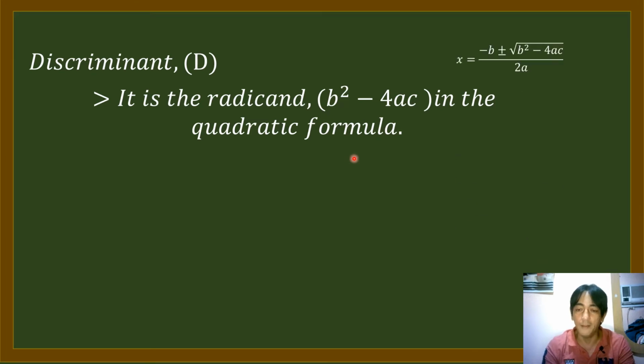quadratic formula. So, still remember, this is the quadratic formula. X equals negative b, positive and negative square root of b squared minus 4ac all over 2a. So, yung nasa loob ng radical symbol na yon, ang tawag doon ay radicand. Okay. So, yung b squared minus 4ac is the discriminant.